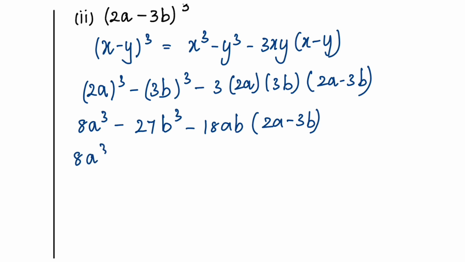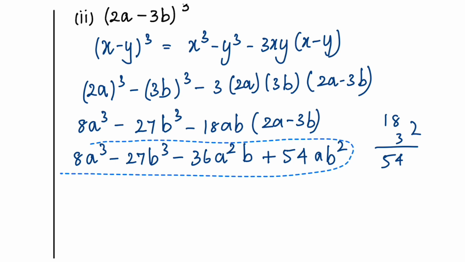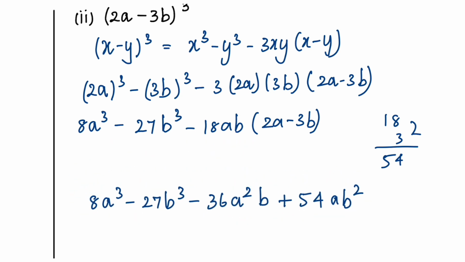Again 8a cube minus 27b cube, and you're going to multiply this inside, right? So it's minus 36a squared b plus 18 times 3, I'm just going to calculate it here. 18 times 3 is 54. So it's 54ab squared. It's plus 54ab squared because we have a negative sign here and a negative sign here. So this is the answer to this question. I'll just move this a little down and I'll have it inside a box.